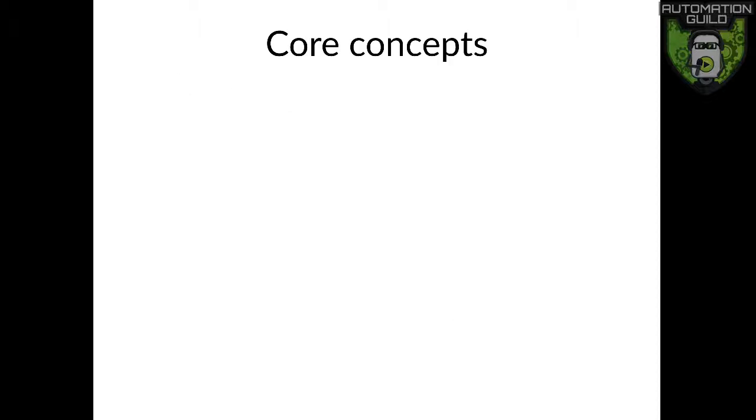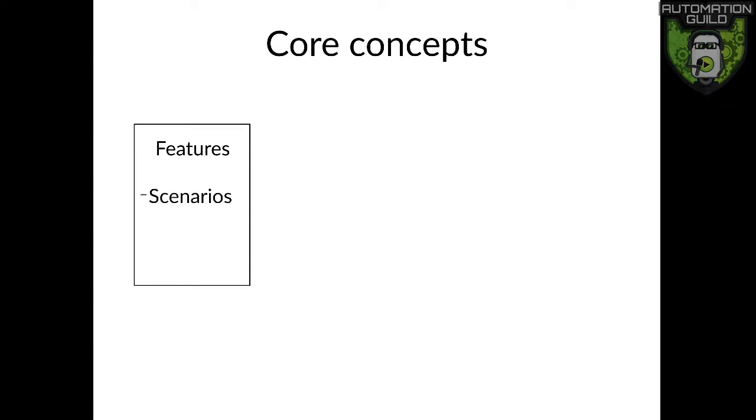Let's look at the core concepts behind Cucumber. We start off with features. Features describe what the system is supposed to do within a particular area. And the way we do that is by writing scenarios. Each concrete example that we came up with in the 3 Amigos session can be translated into a single scenario.